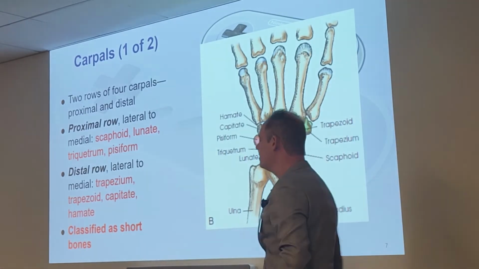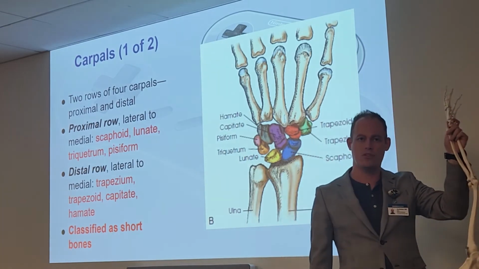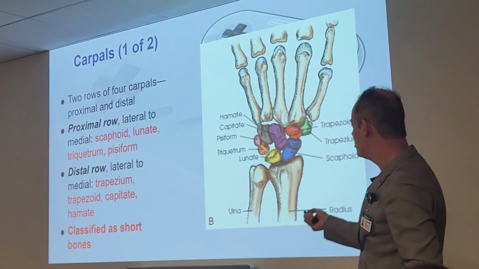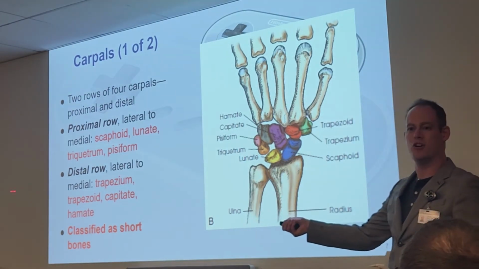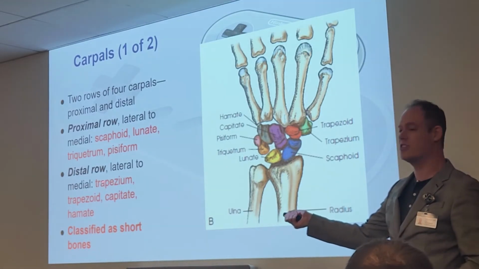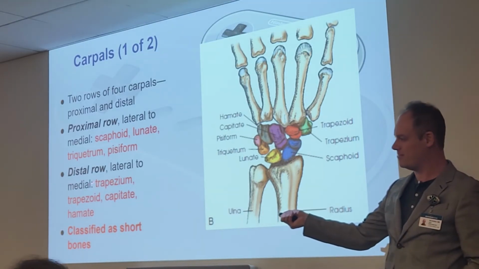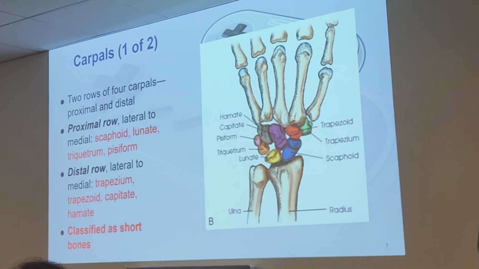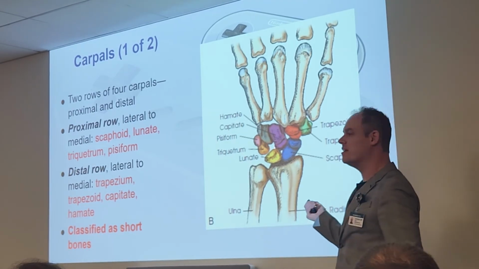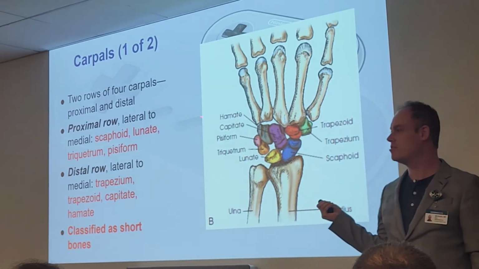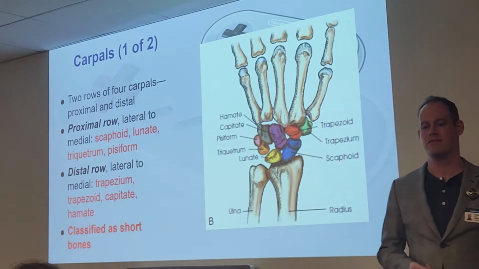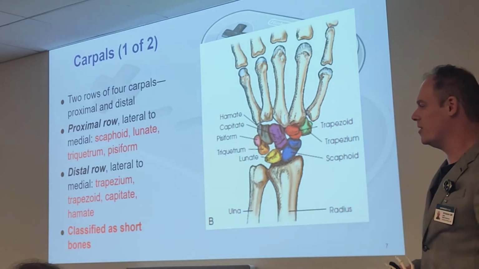Distal row. That's the row closest to the metacarpals. That's going to be, and this is one people mix up all the time, trapezium and trapezoid. Whatever sick person came up with these names decided to make those very similar. Trapezium and trapezoid, capitate and hamate. Now, one way to remember capitate: capitate's the biggest carpal bone in the wrist. It's the captain of the carpal bones.